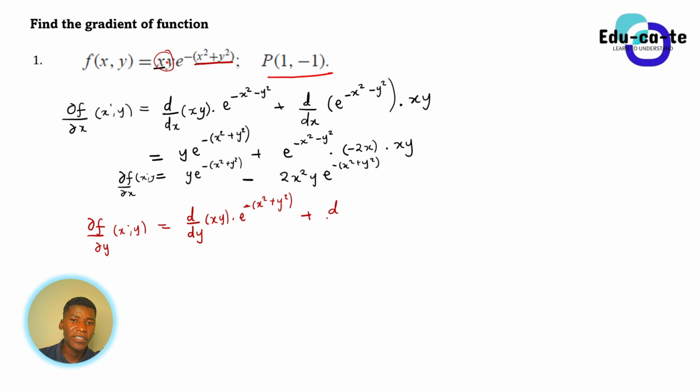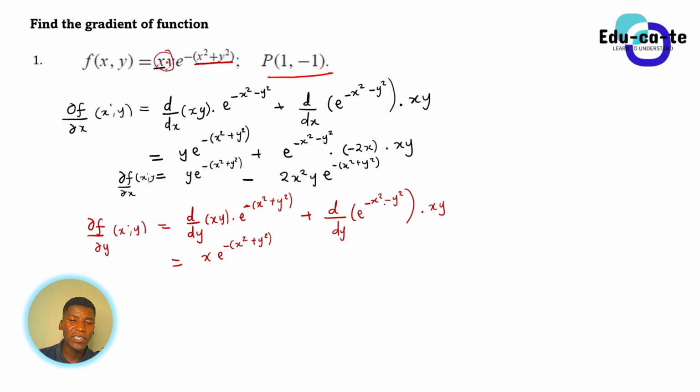Now we're going to differentiate e to the power of negative x squared minus y squared. I'll just be distributing and alternating this notation. You can see here, this is multiplied by xy without differentiating it. And differentiating xy in terms of y, you remain with x. Then this is times e to the power of negative x squared plus y squared.